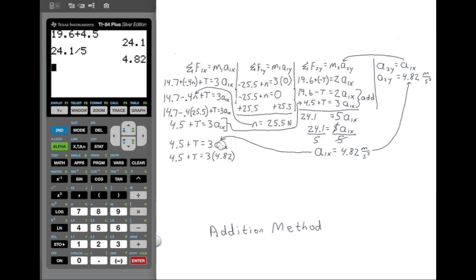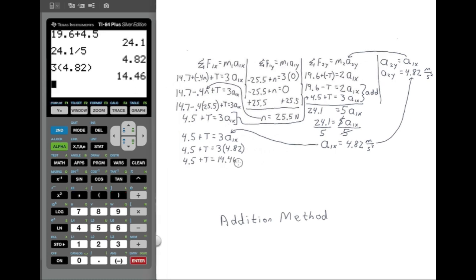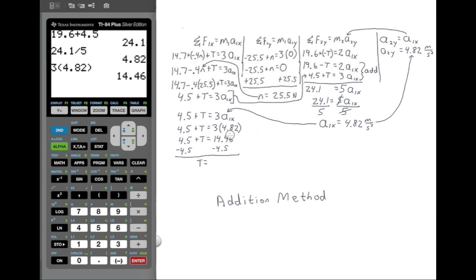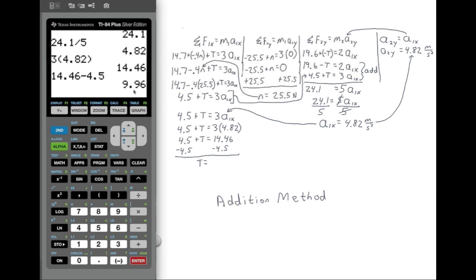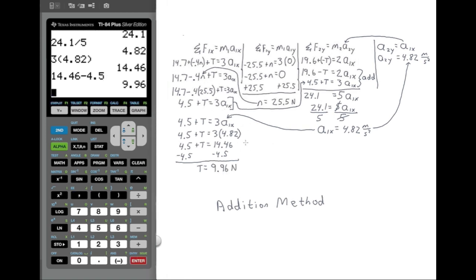We've made this substitution. Now we should do the calculation 3 times 4.82, 14.46. Now it's easy to solve this equation for capital T. The calculation is 14.46 minus 4.5, which gives us 9.96. And be sure to put units on that result.